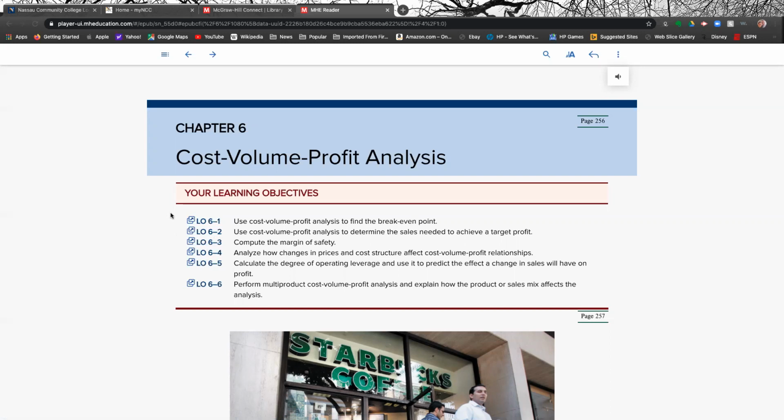If you remember in chapter 5, we learned about contribution margin. Selling price minus variable cost is contribution margin. And we can express that in a dollar amount, a per unit amount, and a percentage, if you recall. So in this chapter, we're actually going to take that concept of contribution margin and put it to work.